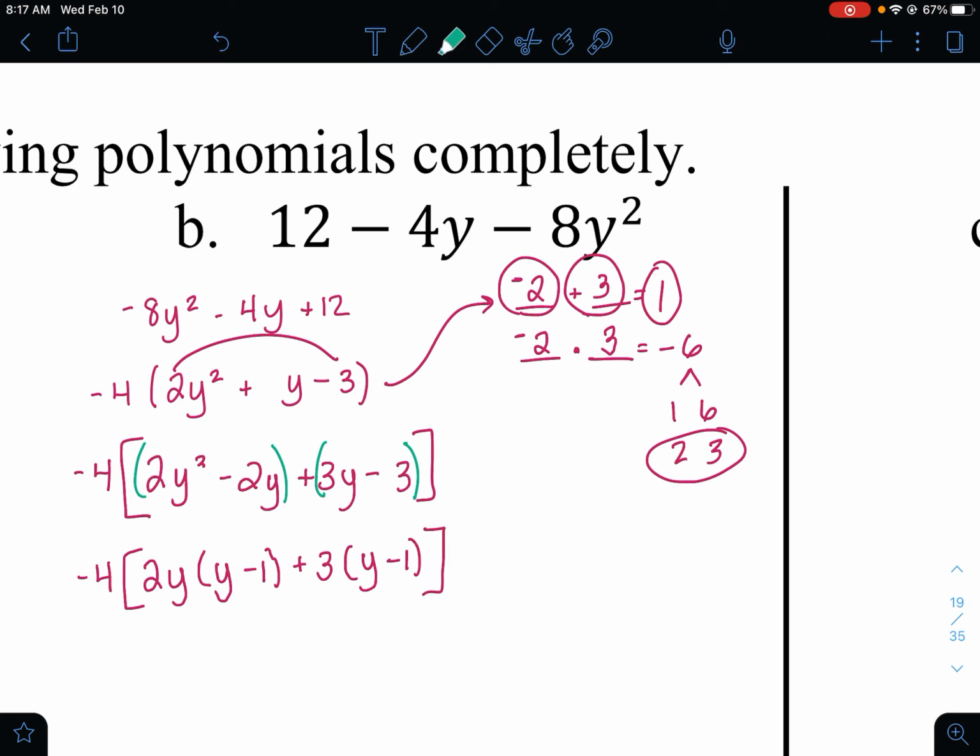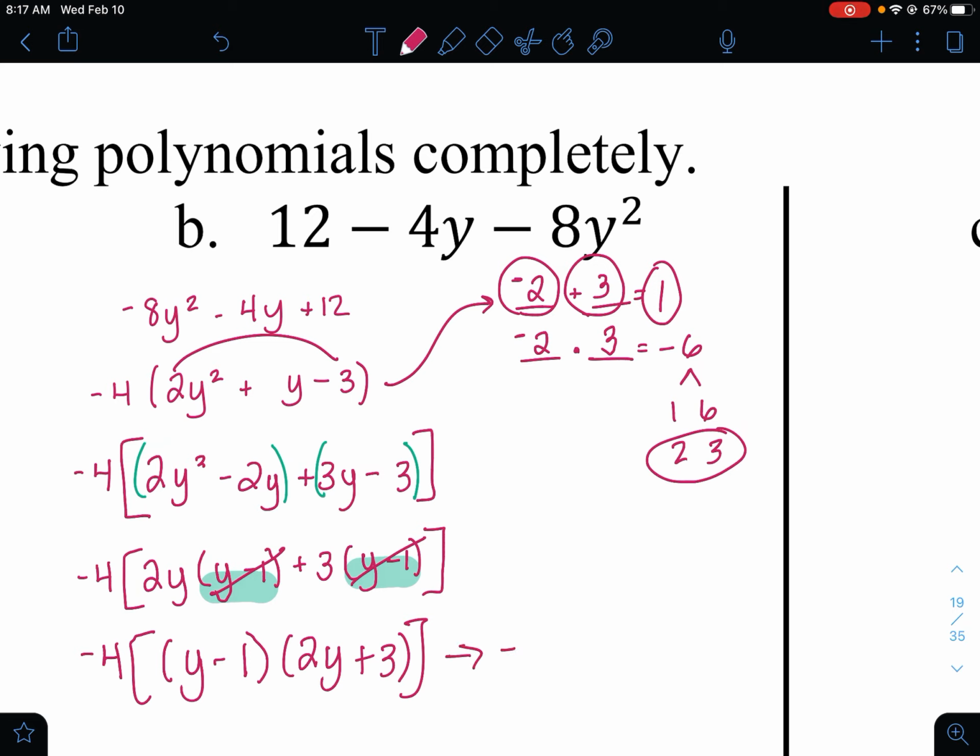So check inside your parentheses. Are those the same? Because if not, they should be. So we know we did it right. So I have negative 4. I'm going to factor out what is the same. So that takes care of that and that. And then I'm left with 2y plus 3. I don't necessarily need the large bracket, so I'm going to rewrite it so it looks a little bit cleaner. So negative 4 times y minus 1 times 2y plus 3. Okay, and we're all done with that problem.